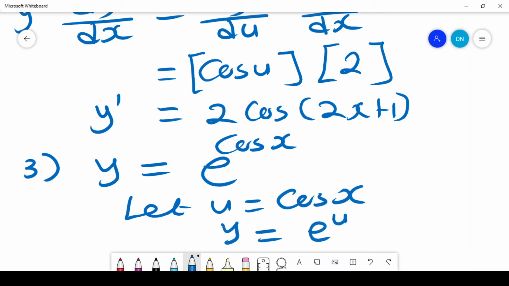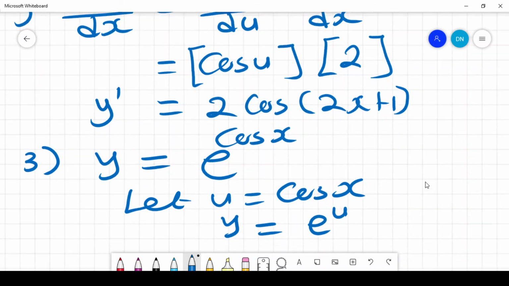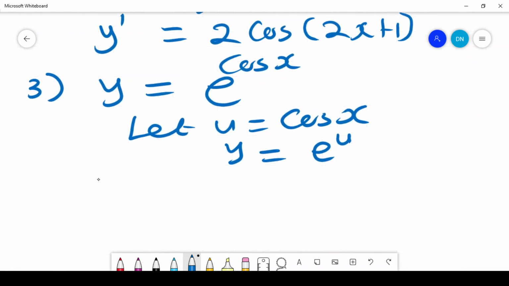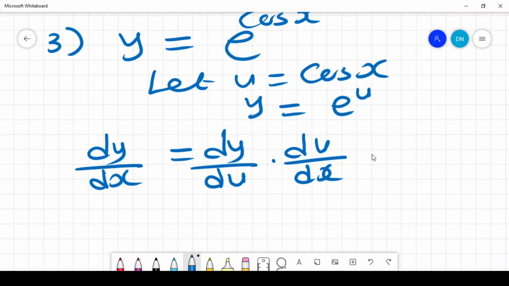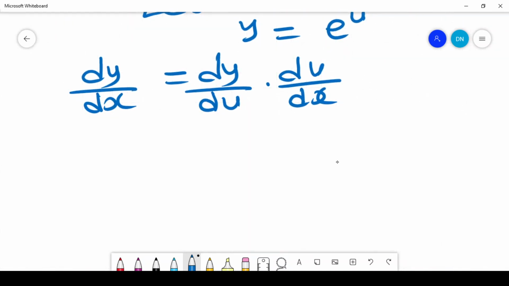And so what I do is I let u be equal to cos x, therefore y becomes e raised to power u. And again, therefore dy dx is dy du, because now y is related to u, times du dx, because u is related to x. And that's the method we call the chain rule method.